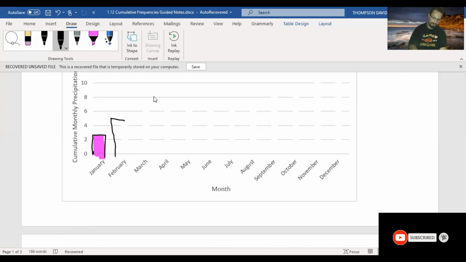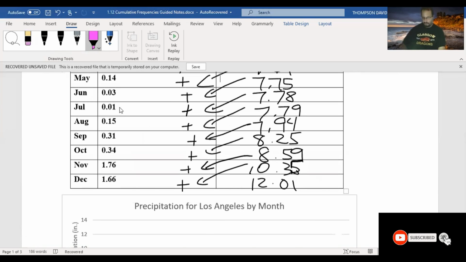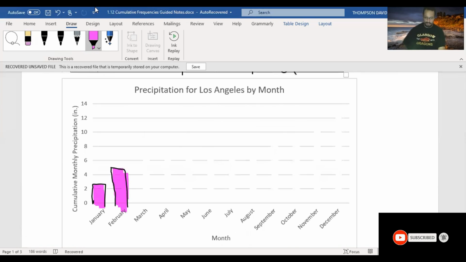So take note, this is a bar graph. We do not want the bars to touch. Then for March, we're at 6.89 for running total. So we're going to go up to approximately 6.89, and we're going to fill in our bar. Take note, I'm still not letting these bars touch.